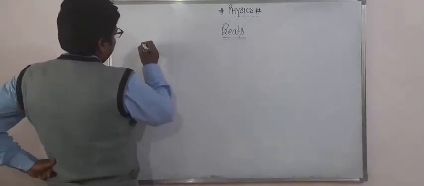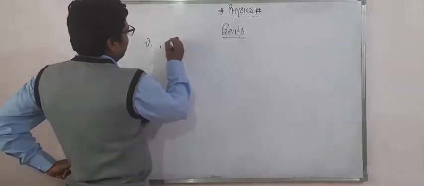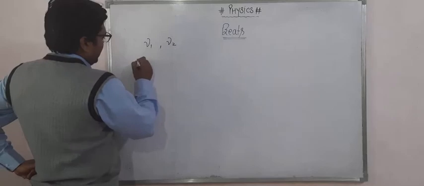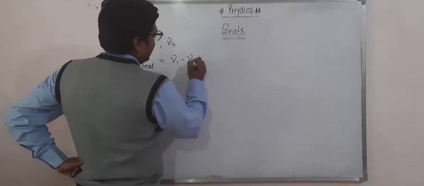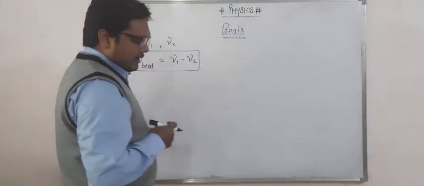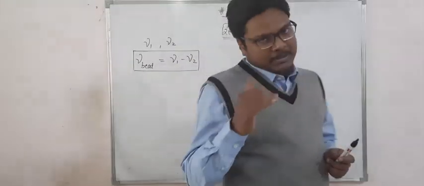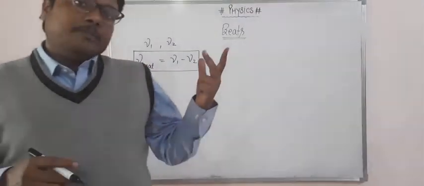Okay, so let me explain about the beat here. The beat frequency means the difference in the frequencies of two superimposing waves. Suppose two sound waves are traveling, one having frequency nu1 and another having frequency nu2. So the beat frequency will be nu1 minus nu2. This is called the beat frequency. If in a particular definite time interval the sound rises twice and goes down twice, it means they produce two beats in that time interval.